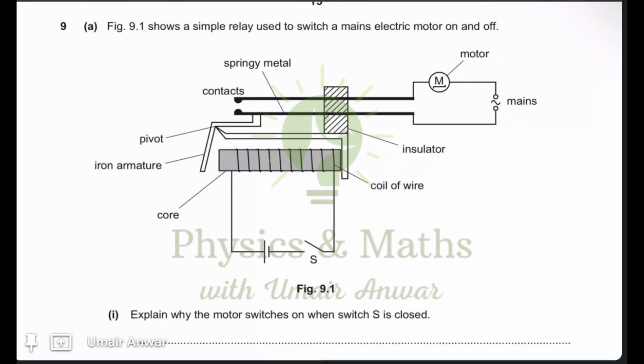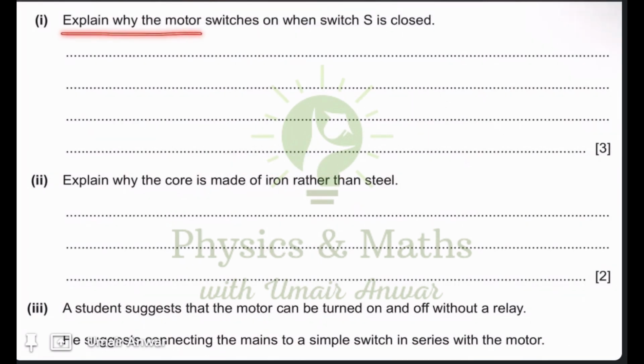And similarly, when we break this circuit and we switch off and open the switch, then there is no current flowing through the circuit. And when there is no current flowing through the circuit, the coil demagnetizes. It does not pull this iron armature anymore. So the contacts again open, and with the open contacts, the motor is switched off. Now the first part says explain why the motor switches on when switch S is closed. We have to describe the mechanism why it switched on when the switch S was closed.